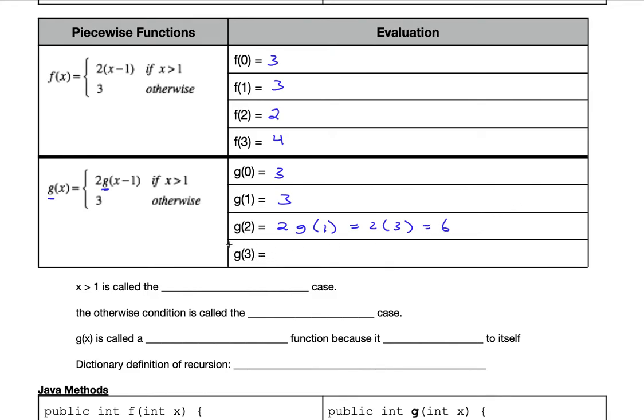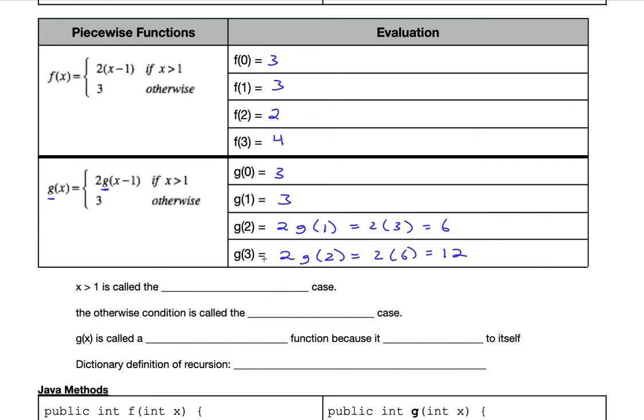Likewise, when we do g of 3, 3 is bigger than 1, so we're going to do 2 times g of, well, 3 minus 1 is 2. And we know what g of 2 is, it's 6. And so the way that we evaluate a function like g of 3 is going to depend on the definition of what g of 2 is, which is dependent on what g of 1 is. And the hope is that at some point we will get down to something that's called the base case.